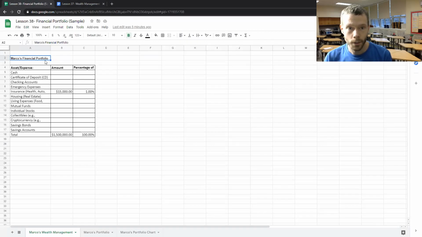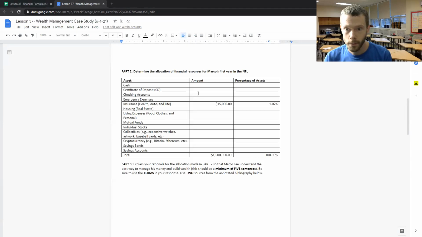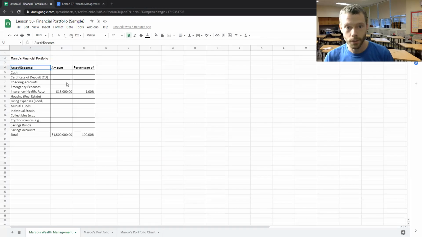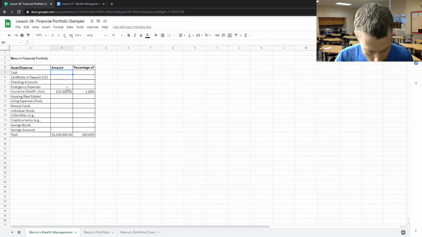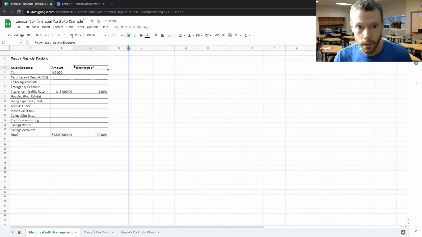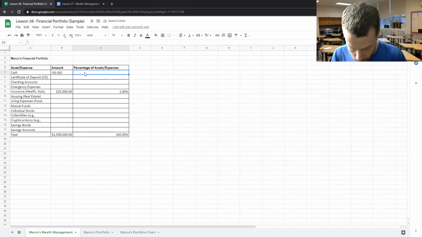So looking at this financial portfolio, all I did was I took the descriptive table, highlighted it, I pressed Control-C to copy it, and then Control-V to paste it into the spreadsheet. If you notice under the title of the sheet, it says Marco's Wealth Management, and we have the various components. Now, if you just type in dollar amounts, so let's say I type in $100,000 in cash, not much is really going to happen. But what I'm going to want to do is look at the percentage column. And I'm actually going to make this a little wider so it's easier to read. And I'm going to type in our first formula, which is average. So I'm going to press equals.